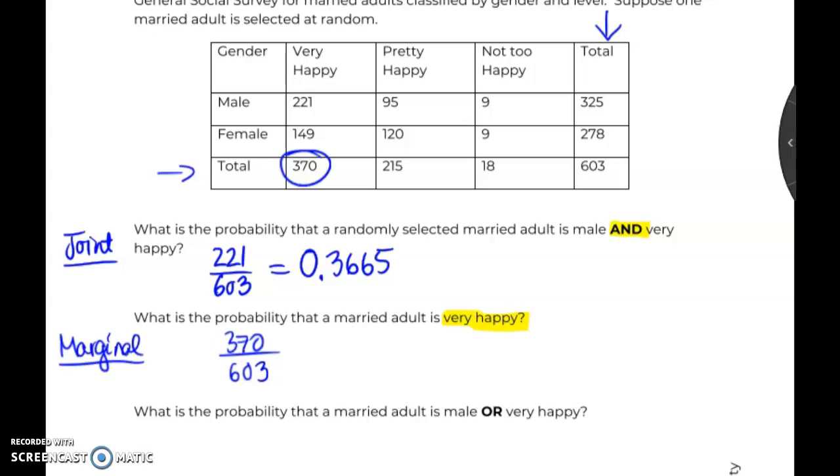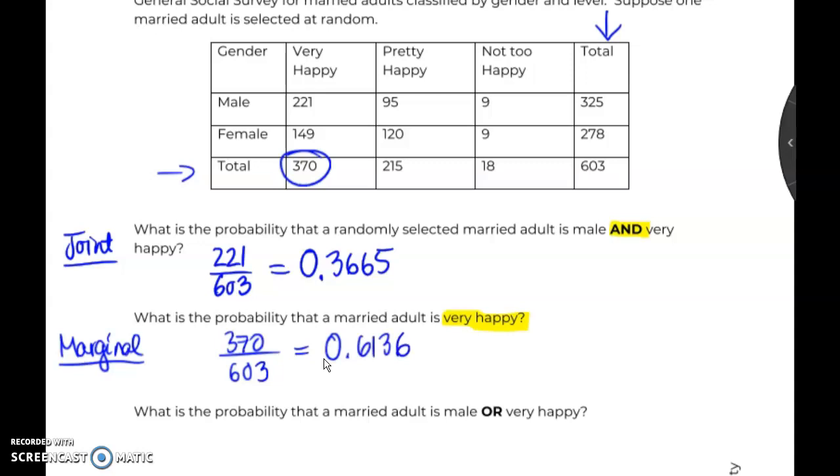And here again, 370 is the total of the very happy people divided by the grand total. And when we simplify that as a decimal number, we get 0.6136. Again, rounded to 4 decimals.